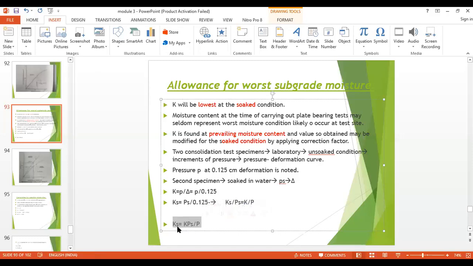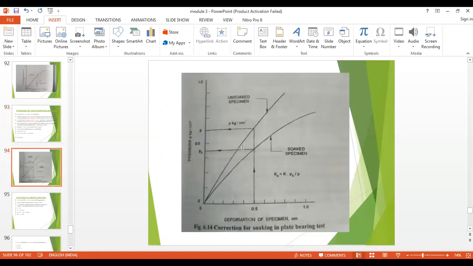Ks means modulus of subgrade reaction for soaked condition. K means modulus of subgrade reaction for unsoaked condition. Ps is the pressure for soaked condition, and this P is the pressure for unsoaked condition. Just a simple experiment. Usually they will ask problems from this. They won't ask the theory part. Just for understanding purpose, I explained this theory. Okay, this is the simple procedure.